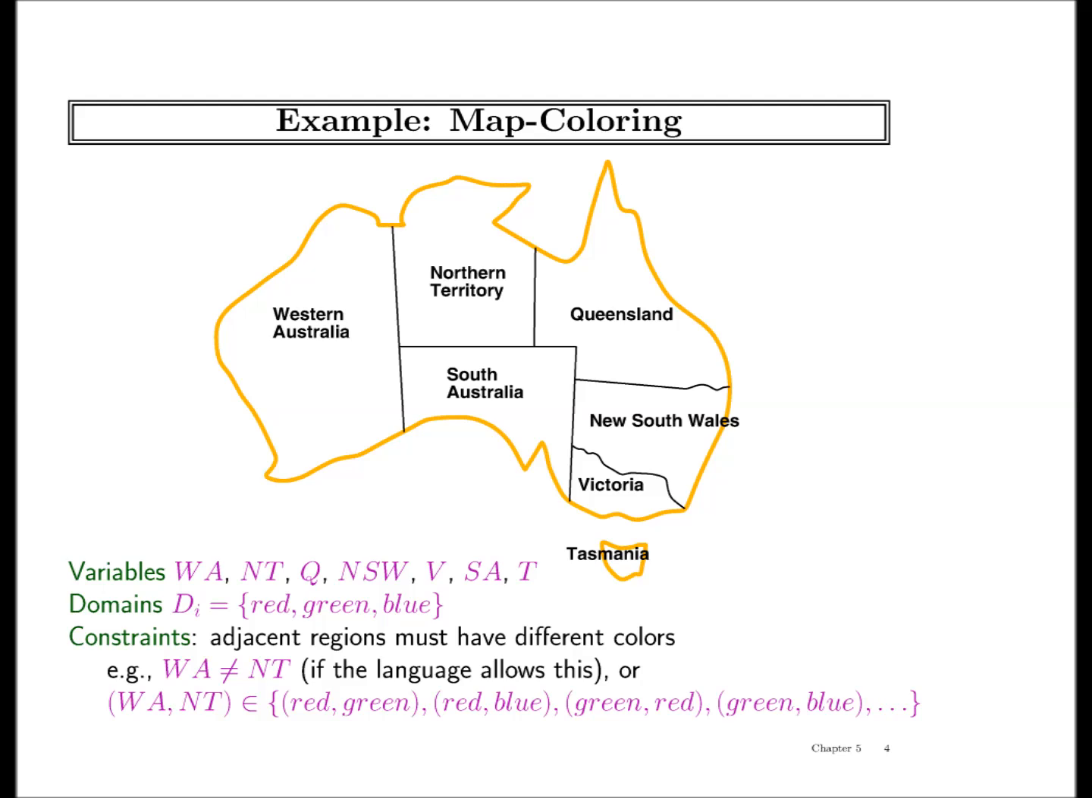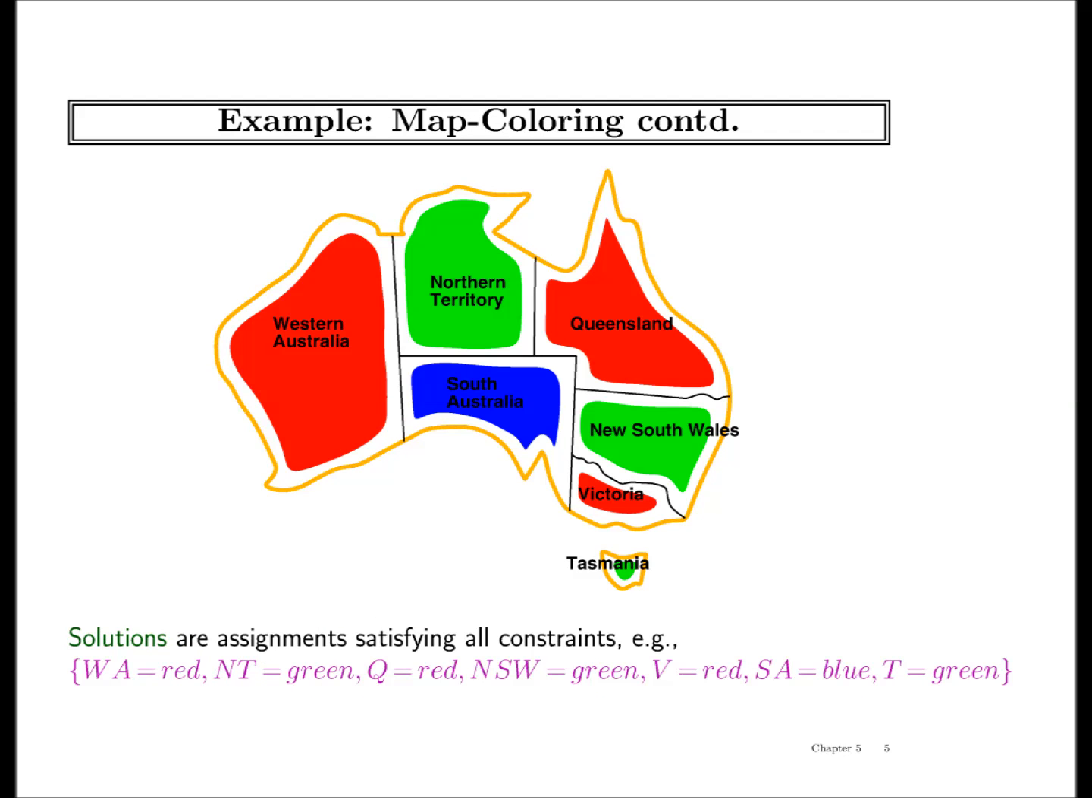So this is a CSP. We have 7 variables, 3 values for each variable, and some constraints. And we want to find a solution where we have an assignment to all these variables such that all the constraints are satisfied. So everybody see this as a CSP? This is a solution.